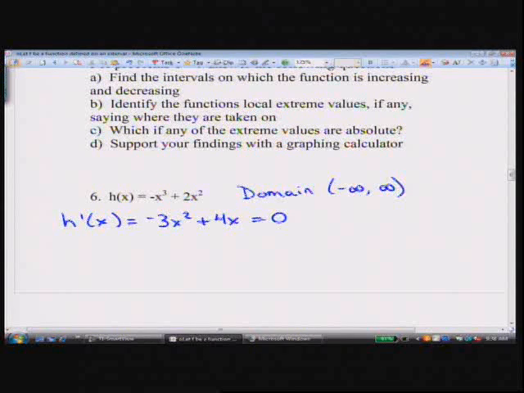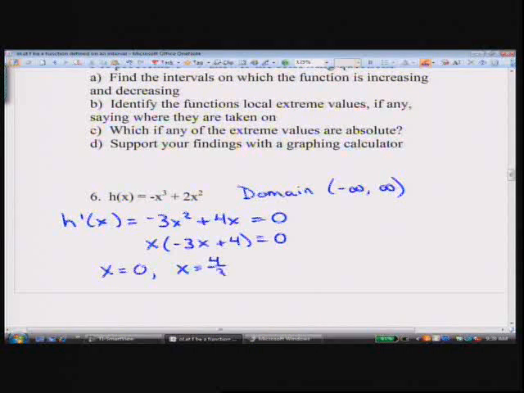Take out an x. Yeah, let's factor x out, and we'll have negative 3x plus 4 equals 0. Okay, and then what? x equals 0, good, and x equals 4/3. Next, you subtract the 4, and then you divide both sides by negative 3. Okay, so these are our critical points. I call them CPs.